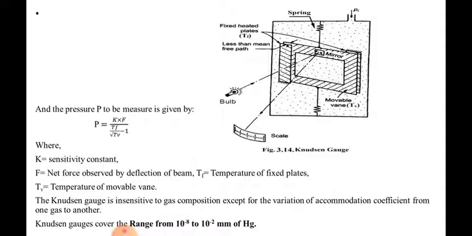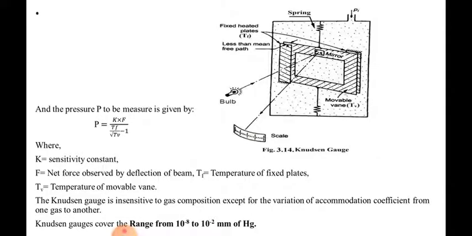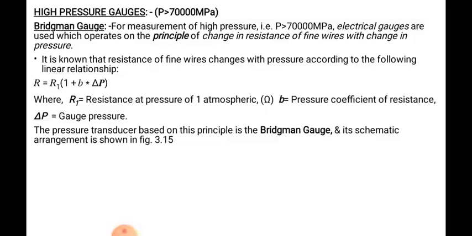Okay, so that is nothing but the pressure measured by the Knudsen gauge. There is nothing difficult in understanding the construction and working of the Knudsen gauge for pressure measurement. Then the next type of pressure measurement is high pressure measuring gauges, which measure pressure up to 70,000 megapascal.